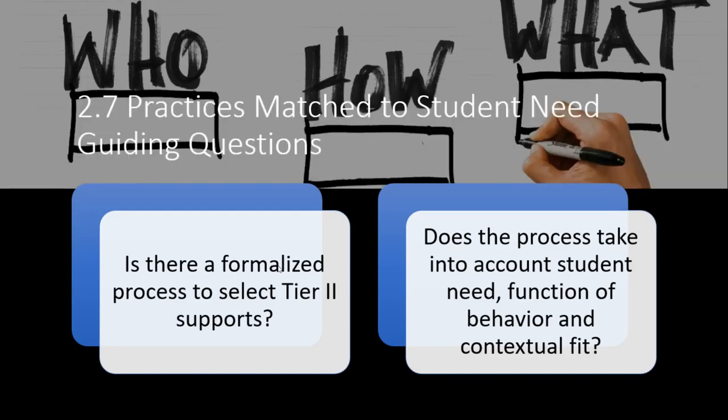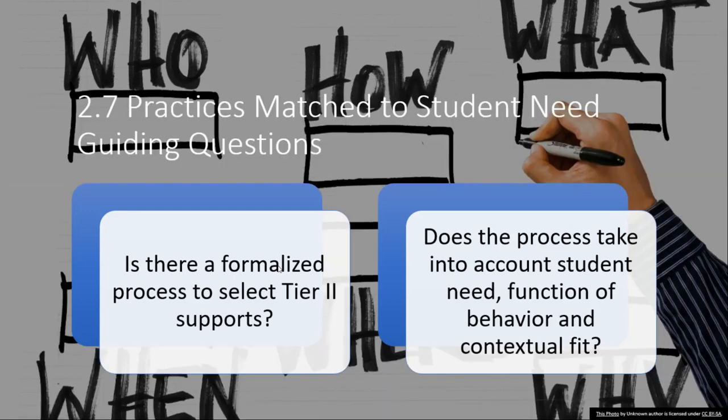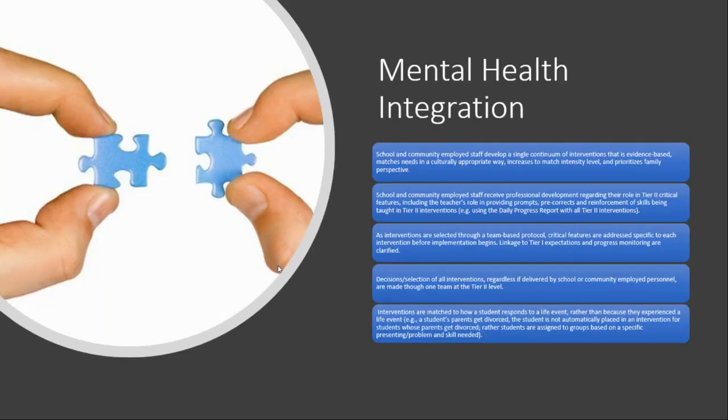So some guiding questions or considerations: is there a formalized process to select tier 2 supports? Does the process take into account the student need, the function of the behavior, and the contextual fit? Some mental health integration strategies are: one, school and community employed staff develop a single continuum of interventions that is evidence-based, matches needs in a culturally appropriate way, increases to match intensity level, and prioritizes family perspective.